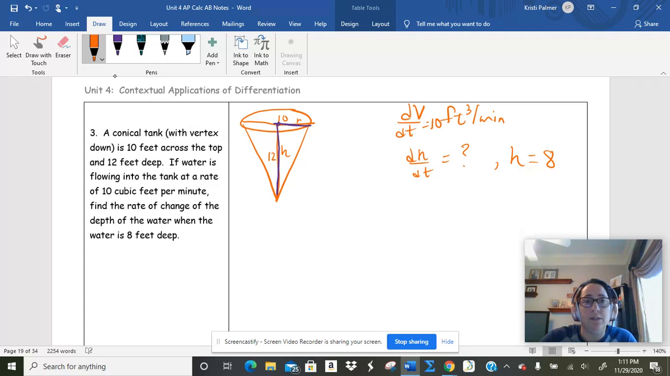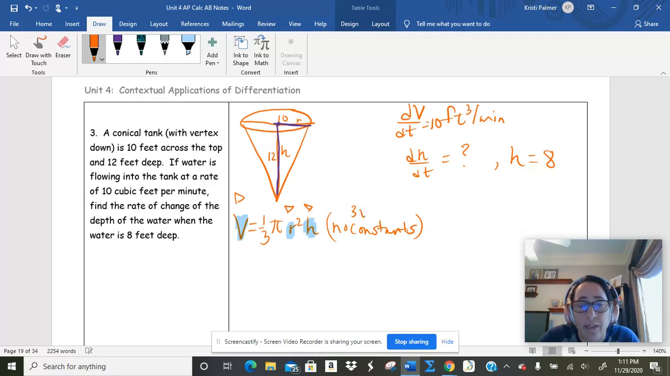Okay, so I know I need this volume formula. So the volume we said is one-third pi r squared times h with the conical. Now, boom, boom, boom, we have 3 variables. Oh no! Are any of them constants? We're like, please, please, please be a constant. Volume is changing, the radius is changing, and the height is changing, so we have no constants. So if I have 3 variables with no constants, then we need another trick.